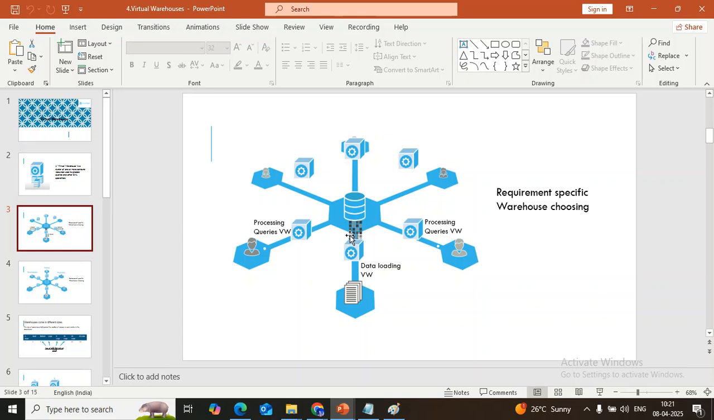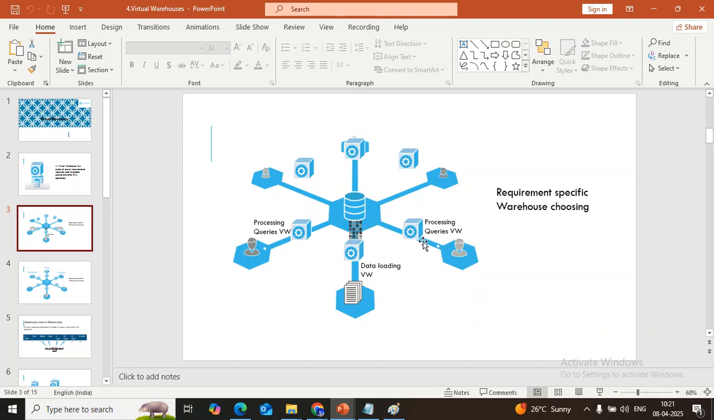I have taken the medium warehouse size and a single cluster, because we are going to load the data one by one only. That's why we have kept a single virtual cluster here, not multi-cluster.